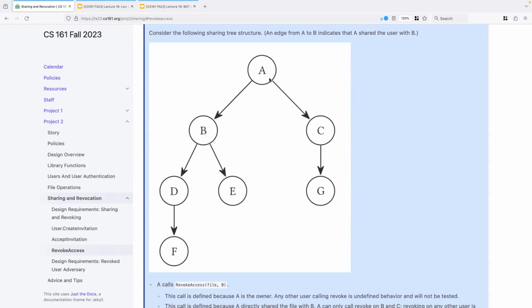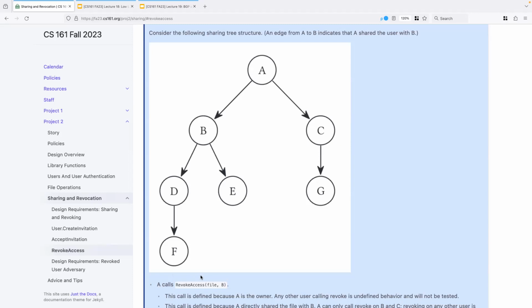And it's the case that if A revokes from C, C and G both have to lose access. If A revokes from B, B, D, E, and F all have to lose access. So if you revoke from someone, everybody in that subtree has to lose access. Those are the rules of revoke.